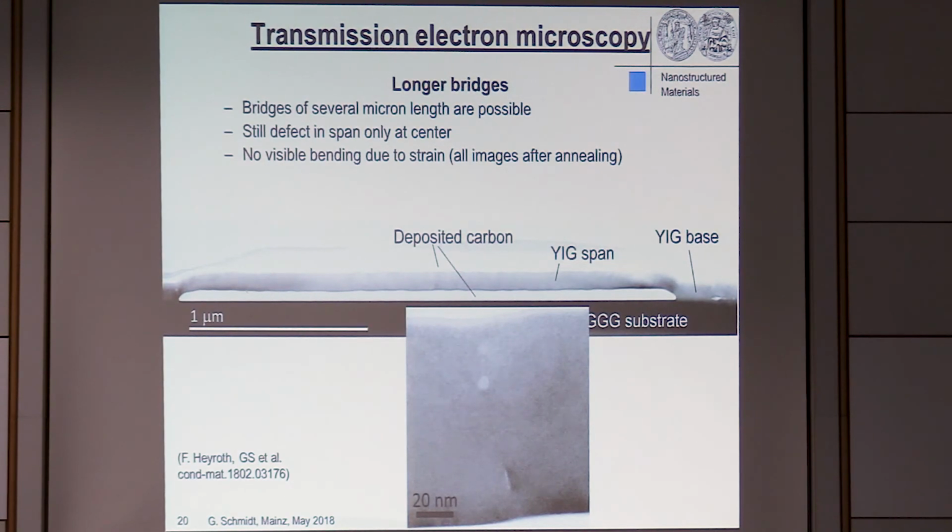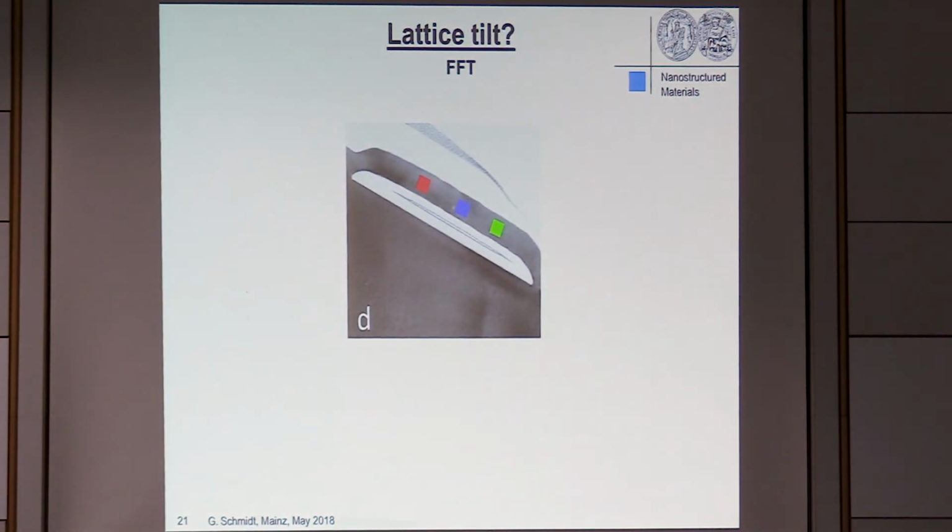I have some reservations. I still have to check this. Maybe because we cut it out of the substrate, the strain was released. And if you would look at it on the substrate, there might be some strain in there. But anyway, we care more about the magnetic properties. But let's just look at the lattice.